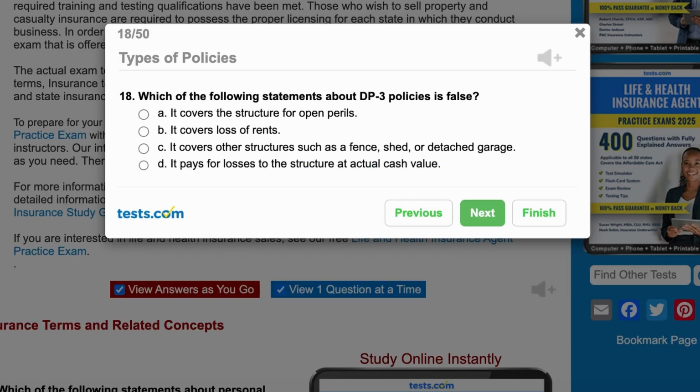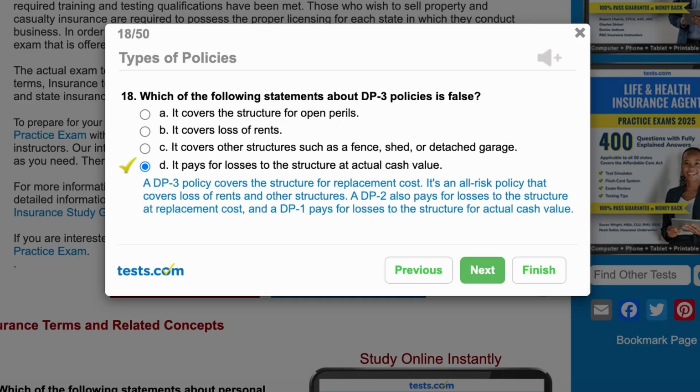Question 18. Which of the following statements about DP3 policies is false? A. It covers the structure for open perils. B. It covers loss of rents. C. It covers other structures such as a fence, shed, or detached garage. D. It pays for losses to the structure at actual cash value. D. It pays for losses to the structure at actual cash value.